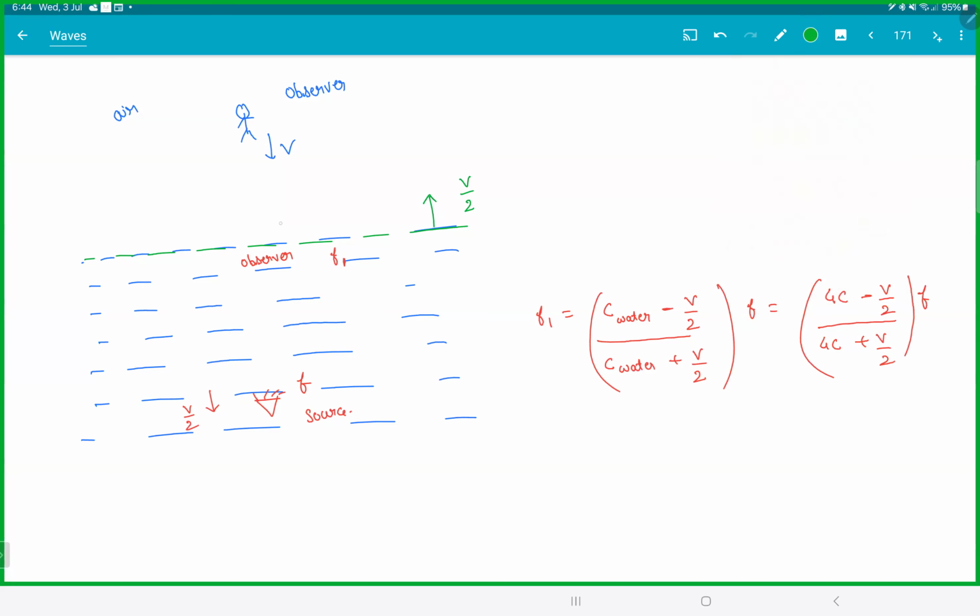And now the interface will start sending sound waves with F1. So this guy would be the source, and the man will hear F2. So F2 will use the speed of sound in air, so C is the sound in air. Now the observer is coming towards you, so plus V. This source is also coming towards you, so minus V by 2, into F1. So yeah, you're done. Substitute and you get the answer. So this will be C plus V over C minus V by 2. I will leave it here. You can put F1 there, you'll get the answer.